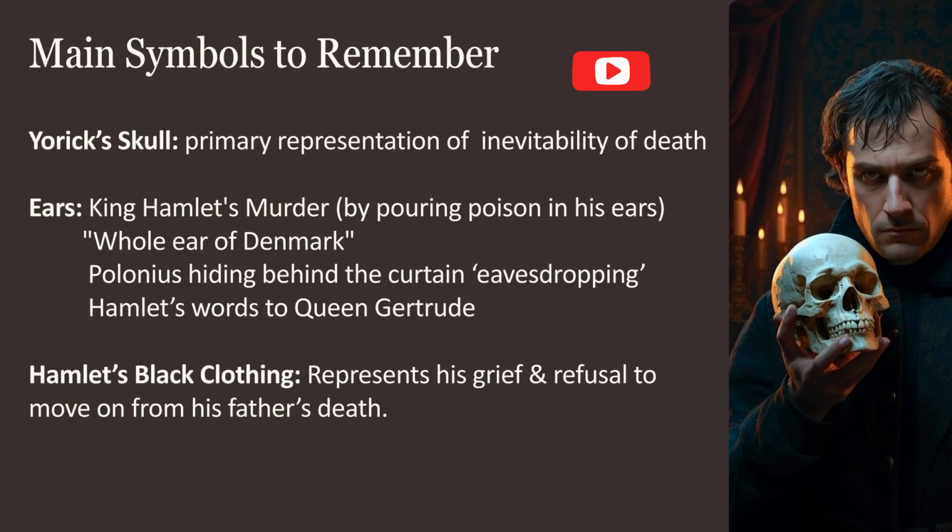Next, look at the symbols. These are visual objects Shakespeare uses to represent bigger ideas. Yorick's skull. This is the most famous symbol. It connects to the death and decay theme. It represents the inevitability of death. That no matter who we are, we all end up the same way.